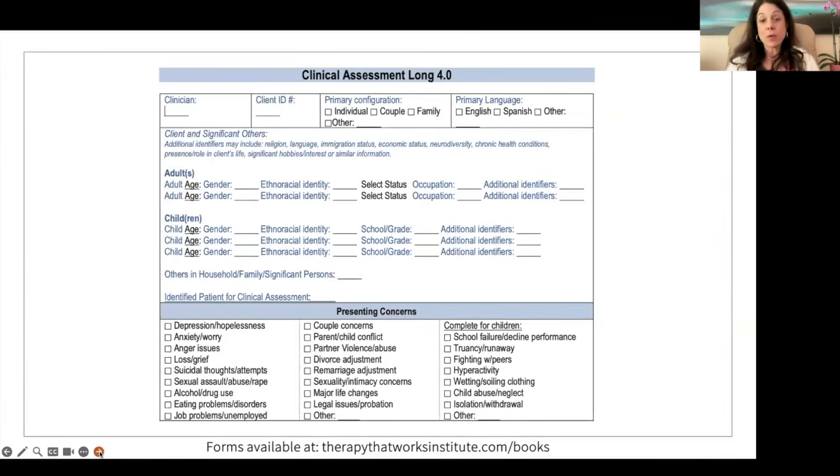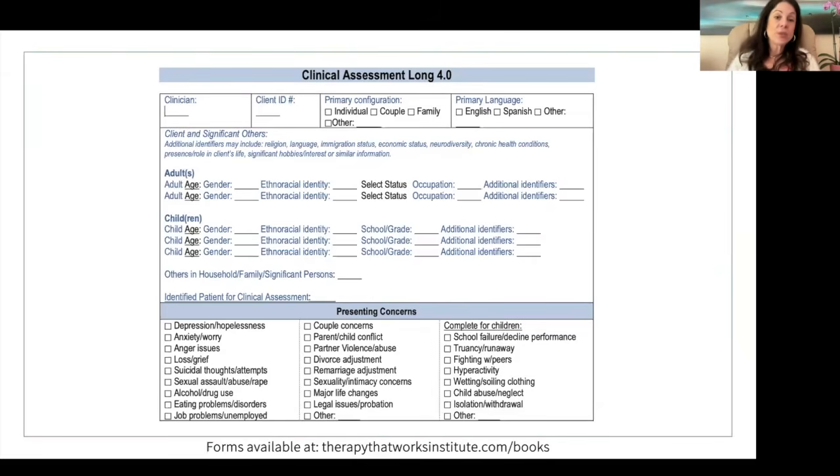Here is an example of the form, and you can see the URL right there, therapythatworksinstitute.com/books. You have the name of the clinician, the primary language. This form was built for the US, where we have a lot of Spanish speakers. Normally, especially in family therapy, you will identify the age, gender, ethno-racial identity, relationship status, occupation, and additional identifiers. This is really helpful, especially if you work under supervision and your supervisor is looking at a lot of these forms.